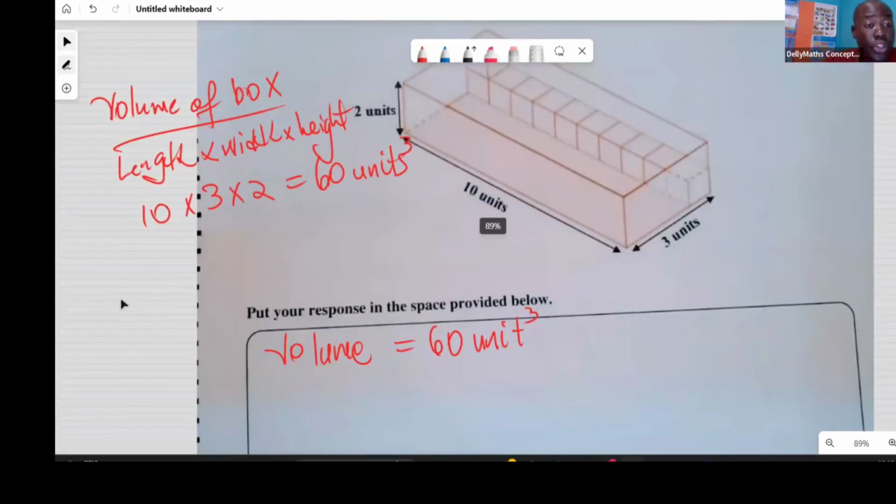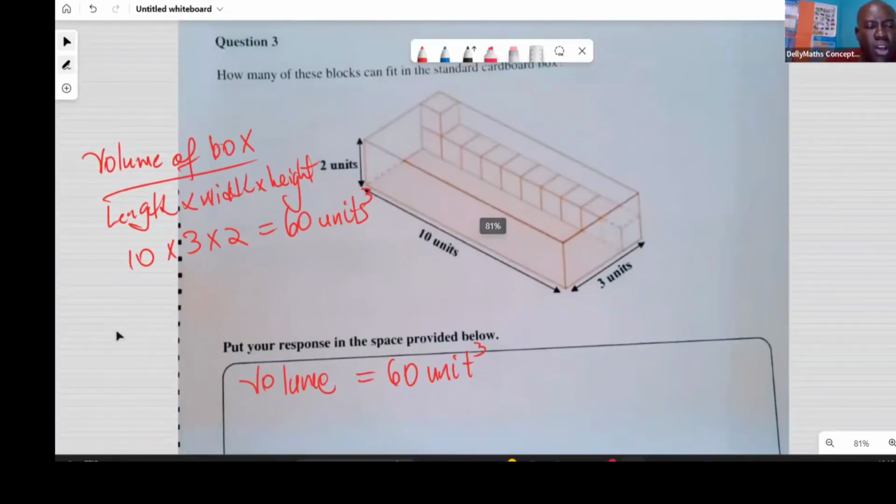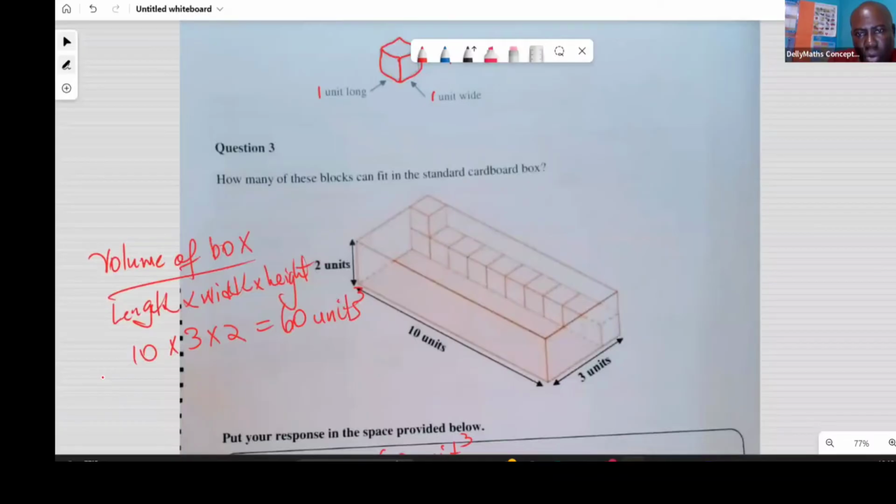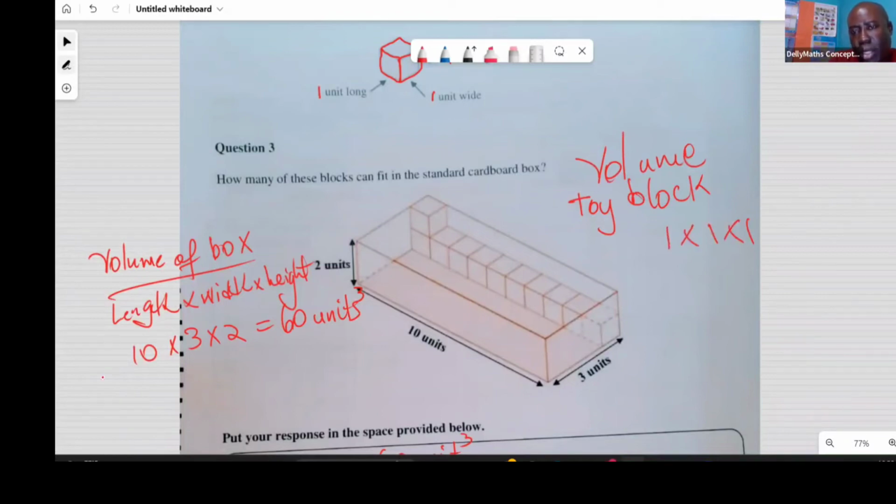And then now you want to know what's the volume of a cube. All right. So the volume of the cube, we want to call it the toy block. So we want to find out the volume of the toy block. And it's going to be 1 times 1 times 1, which is going to be 1. Cubic unit. So it's 1 cubic unit.